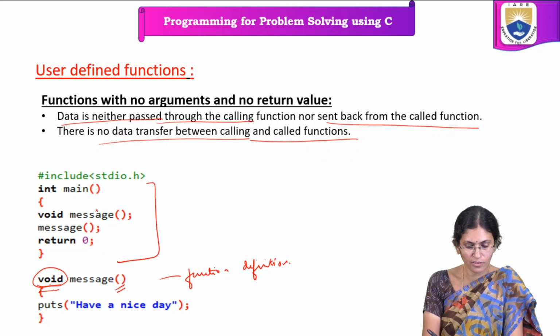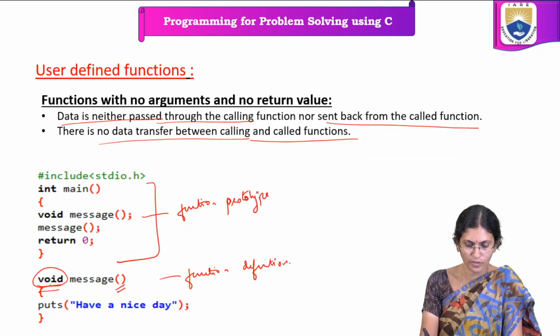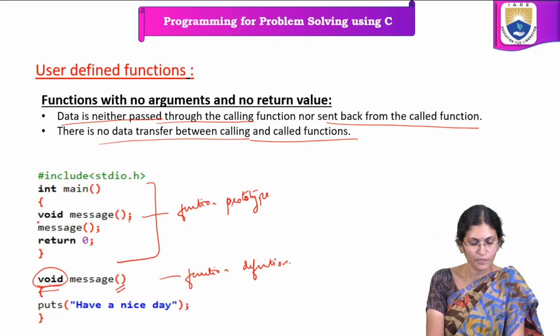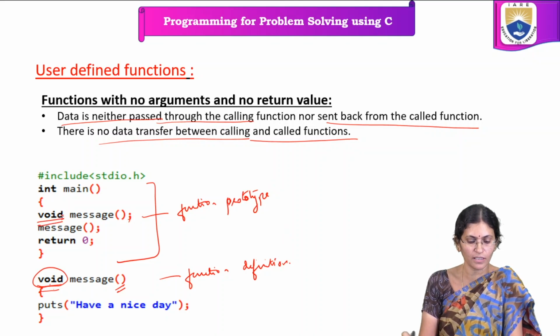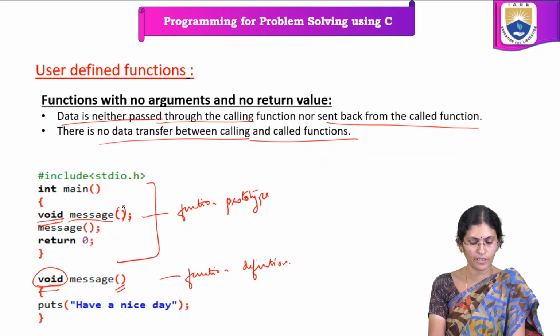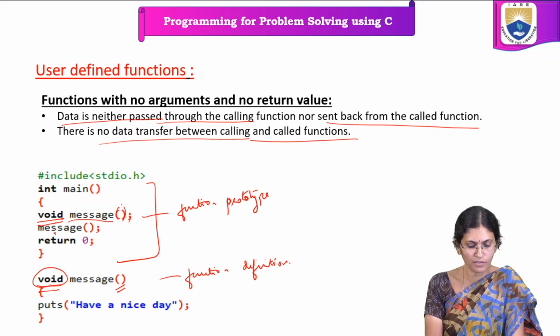This is a function prototype. In this way also we can declare a function prototype, just before using the function. This is a function prototype followed by a semicolon. In the function prototype, we need to specify the return type of this function and then the name of the function. Here we don't have any arguments or parameters, so it is left blank, or you can write void also. Next, this is a function call.